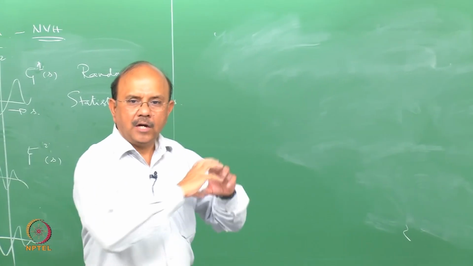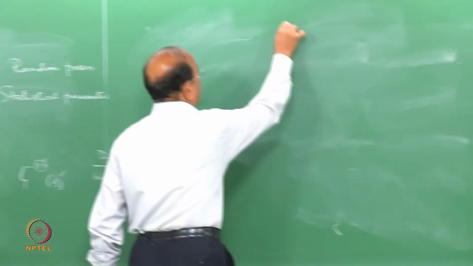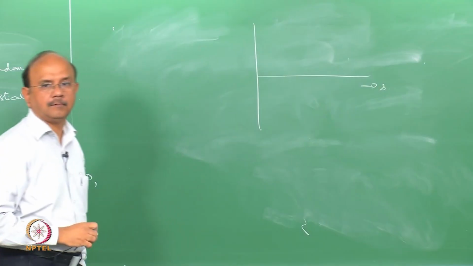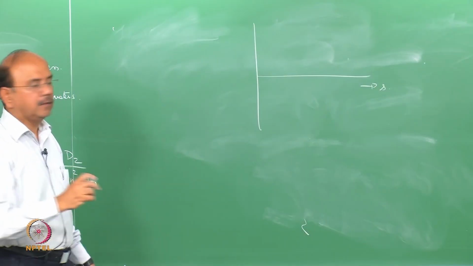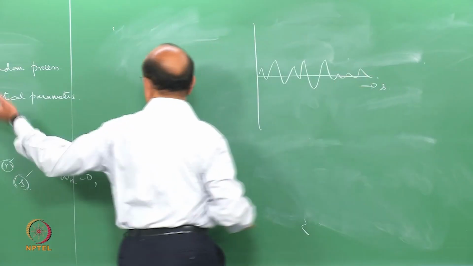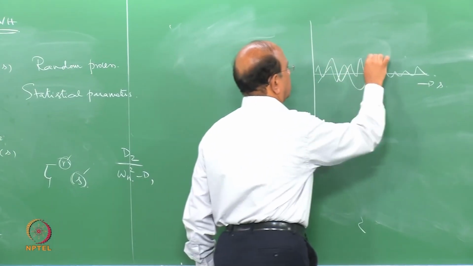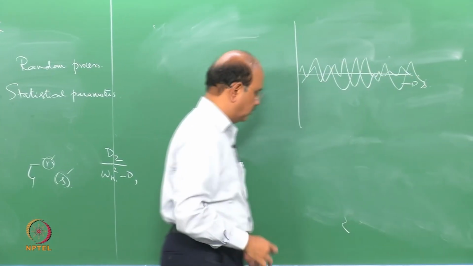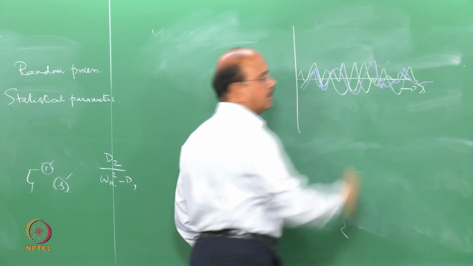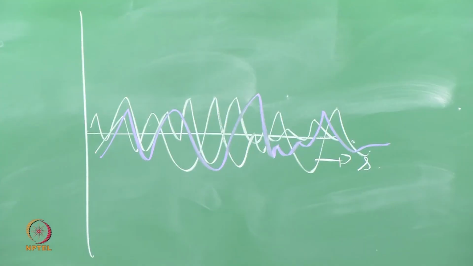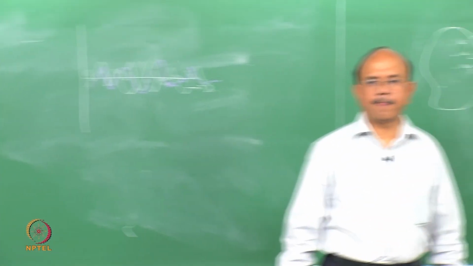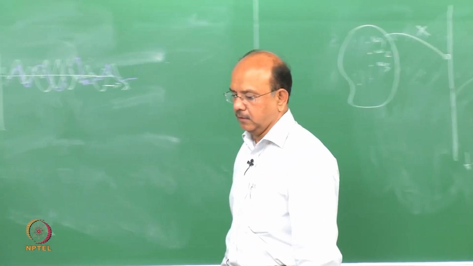Let us now put this in one go. One of them would be like this, the first one. The second one would be like this. The third one would be like this, and so on. Those are zeta 1, zeta 2, zeta 3, and so on. Clear?